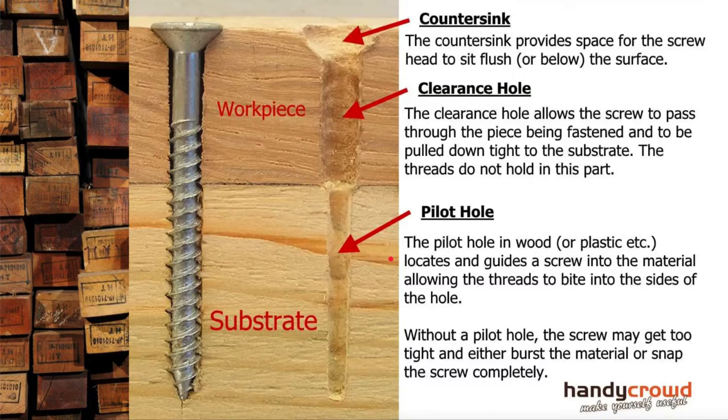Here's a little bit more detail around how we screw. Now, if we're looking at this, there's a few things to point out. Top piece of timber here is slightly different color. We're going to refer to that as the workpiece. That's the piece we're trying to connect to another piece. And then we've got the substrate. The workpiece is where the countersunk head sits in. So you can see there's a countersink hole, and that needs to be screwed out.